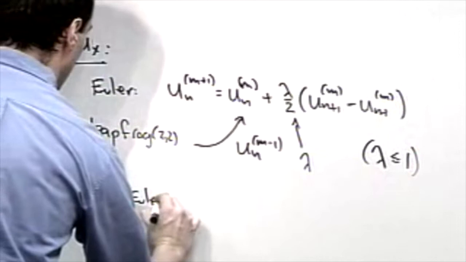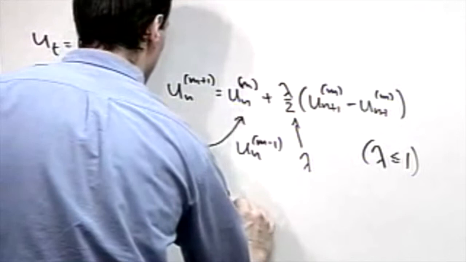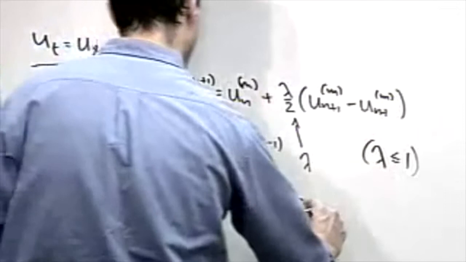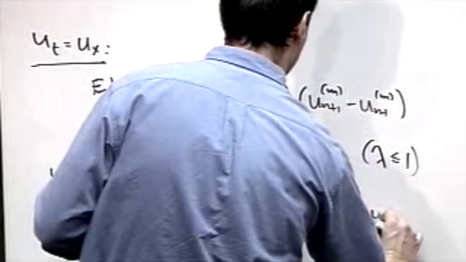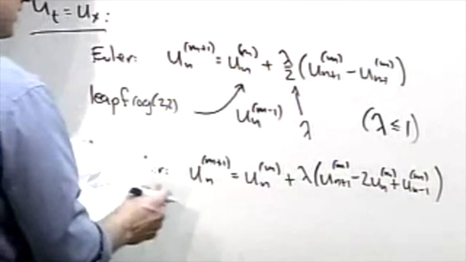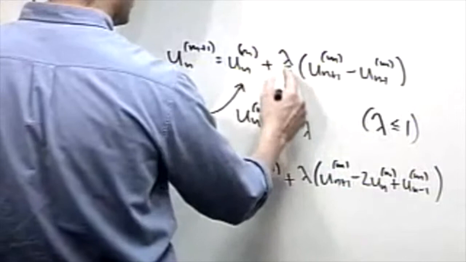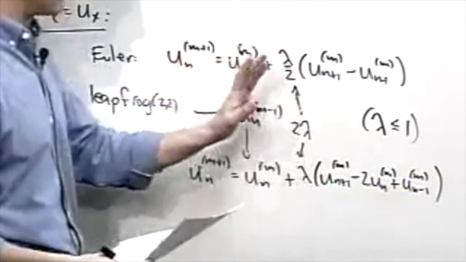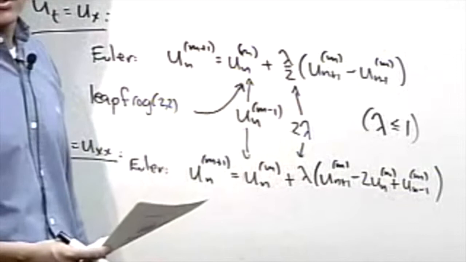Again, Euler. What do you have? U(n)(m+1) is equal to U(n)(m) plus lambda times U(n+1)(m) minus 2 U(n)(m) plus U(n-1)(m). And if you do leapfrog on this, again, there's a factor of 2 difference here. So let's say this lambda actually goes to 2 lambda. Wherever you see a lambda, you replace it by 2 lambda. And wherever you see this term, you replace it by this. Everything's the same except for these terms in these schemes. We're going to test these out. Okay? All right.